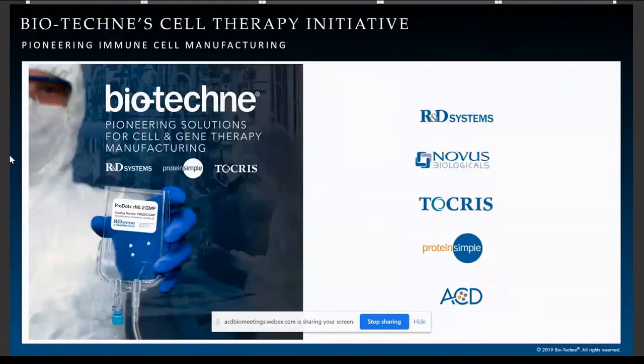So about 2 years ago, we started our cell therapy initiative at BIO-TECHNE. And if you're not really aware of BIO-TECHNE, this is an all-encompassing company that has several different sub-brands that includes R&D Systems and ACD and Protein Simple. And all of these sub-brands have really strong areas that were identified to benefit cell and gene therapy tools and reagents. And so this initiative was started to really accelerate the research within this space.